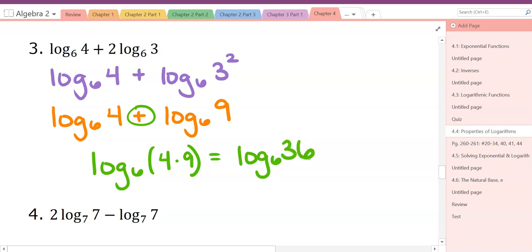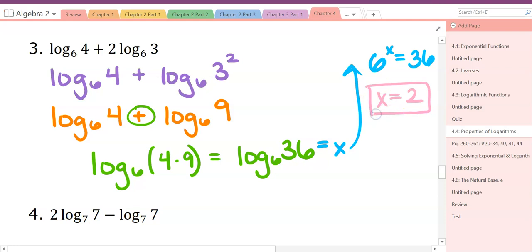Now if you remember back in section 3, we were solving logarithms, and what we did here is we set this equal to x. And so if we think about what this looked like as an exponential equation, it was that 6, that log base, raised to the x power equals 36. And so I'm trying to figure out 6 to what power is 36. And so if you square 6, if you do 6 squared, you're going to get 36. And so that would be the actual value of this logarithm problem.